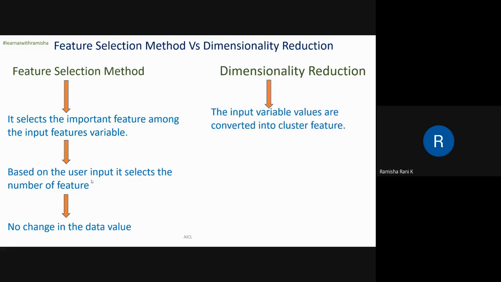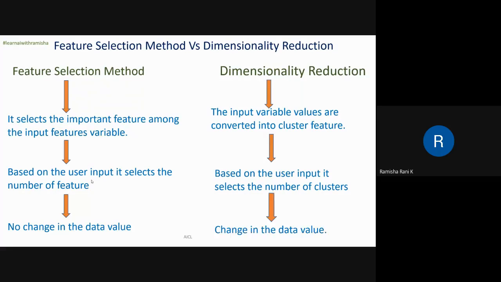In dimensionality reduction, input values are converted into cluster features. So instead of selecting among the 100 features, we are going to convert all these 100 features into cluster features, right? Based on the user input, it selects the number of clusters you want. So there is a change in the data value. The exact difference between feature selection and dimensionality reduction is that in feature selection there is no change in the data value, but in dimensionality reduction there is a change in the data value.